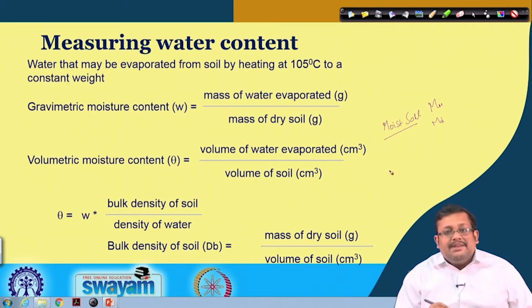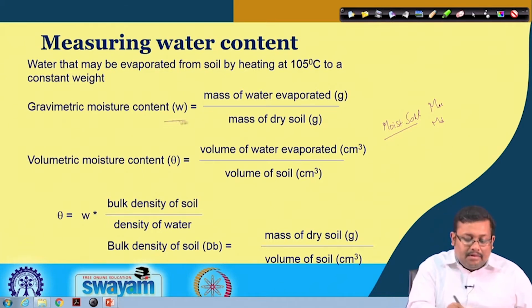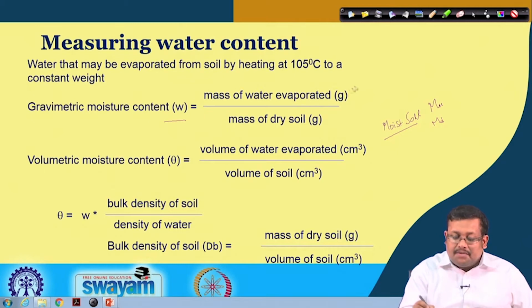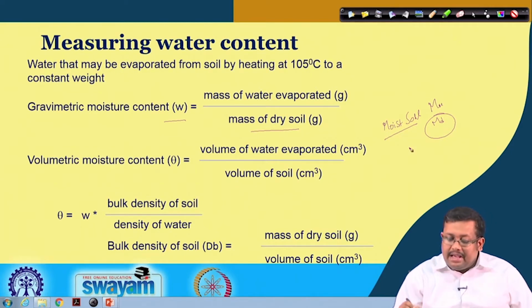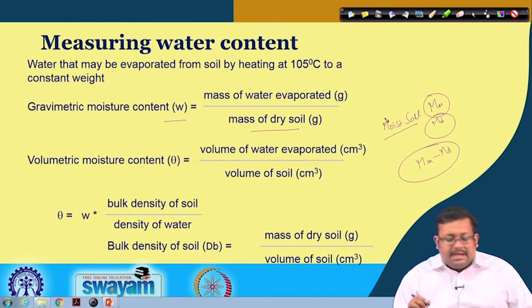The gravimetric moisture content, denoted by W, can be expressed as the mass of water evaporated in grams over the mass of dry soil. We already know the mass of dry soil, that is MD, and the mass of water evaporated can be calculated by MM minus MD. If we subtract the weight of the dry soil from the weight of the moist soil, we get the mass of water evaporated. This is one of the major methods of measuring water content.